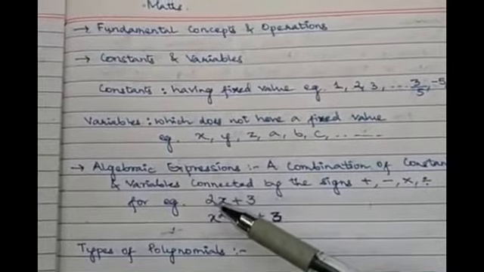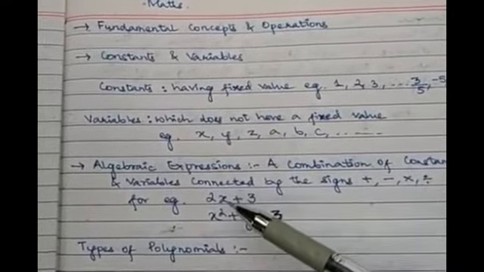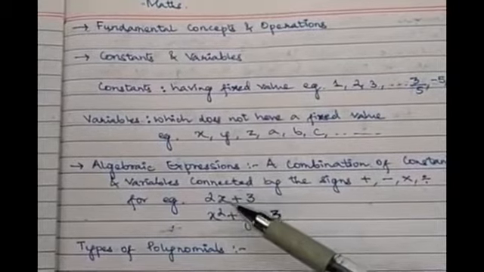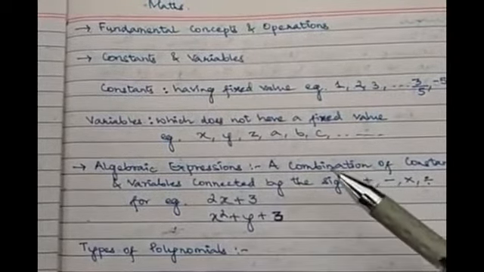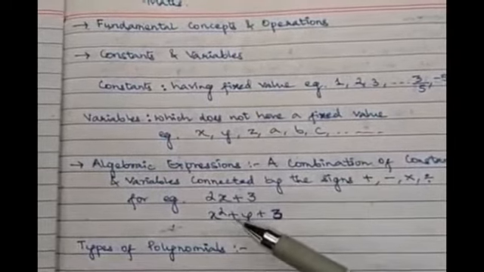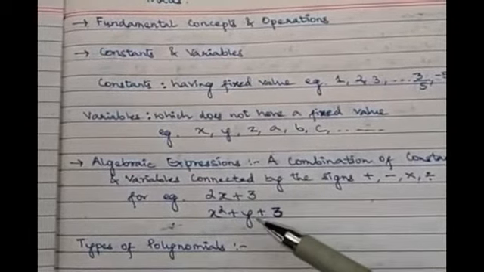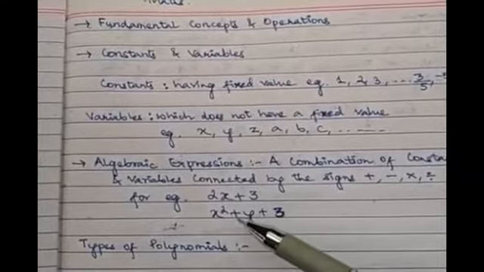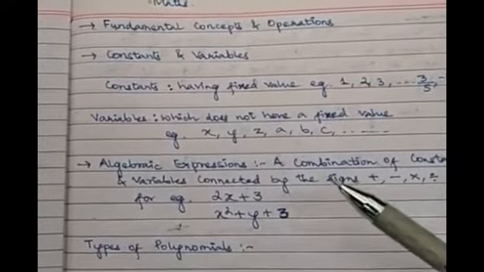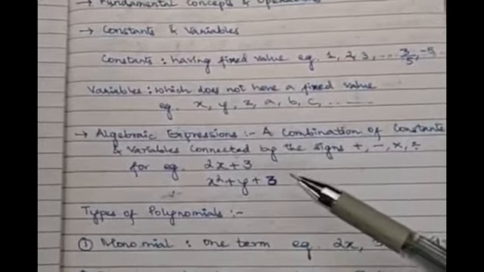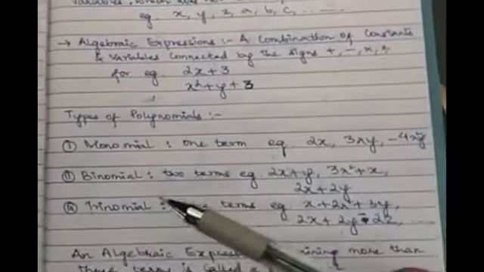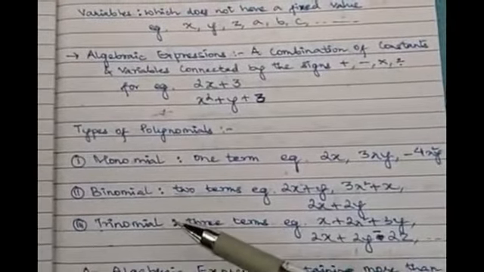We have constant terms 2 and 3 in here. We have the variable x in here, connected together with a plus sign. So it's a simple algebraic expression. Similarly, x square plus y plus 3. We have variables and a constant term connected together with positive signs, so it's a simple algebraic expression. Moving on to the next topic, types of polynomials.